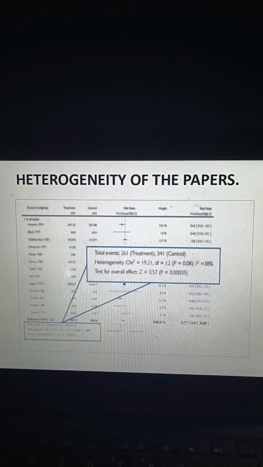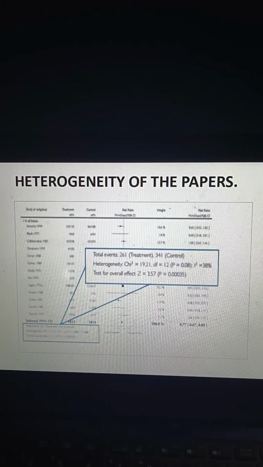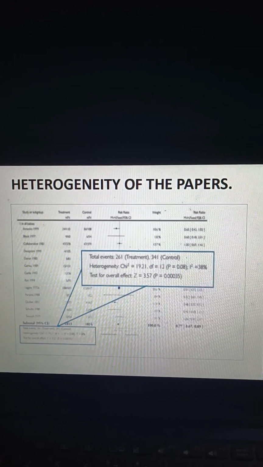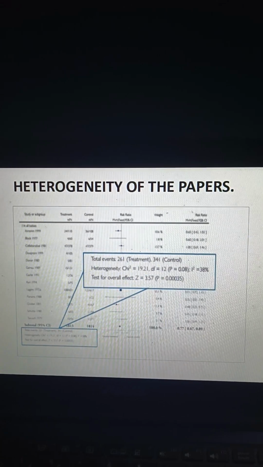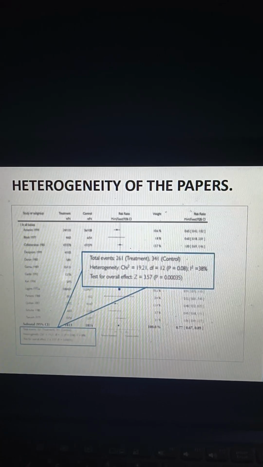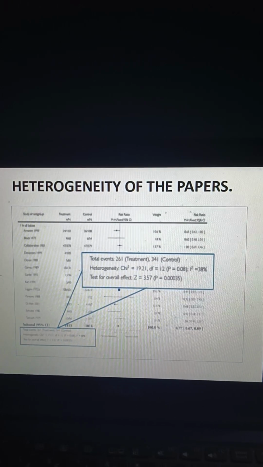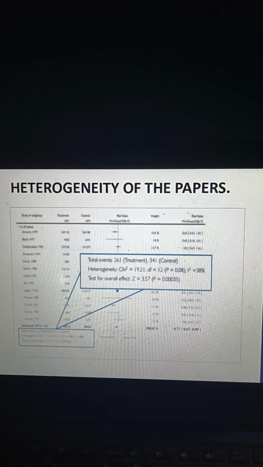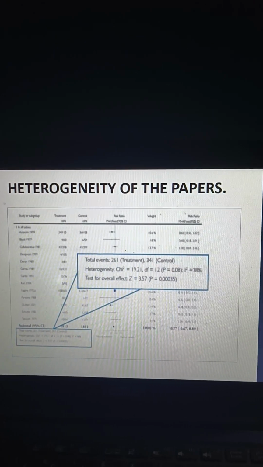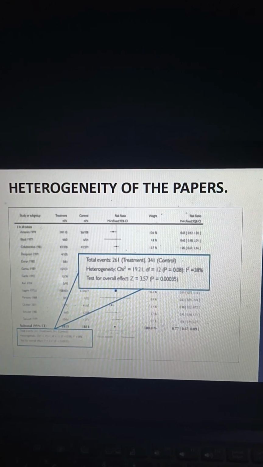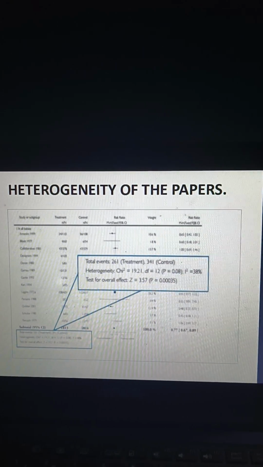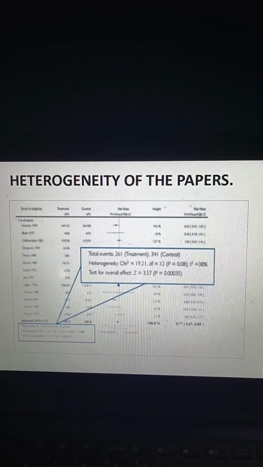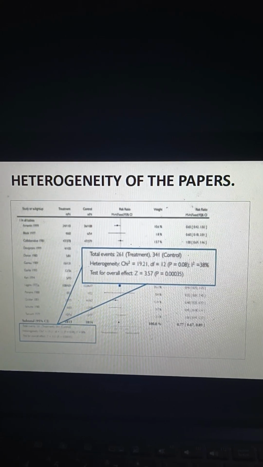Another thing is the heterogeneity of the papers. This forest plot shows total events 261 in treatment and 341 in control. Heterogeneity: chi-square is equal to 19.21, degrees of freedom 12, p-value 0.08, and I-square is 38%. Test for overall effect: z is equal to 3.57, p is equal to 0.00035. You can go through different articles on meta-analysis to learn more about this heterogeneity.